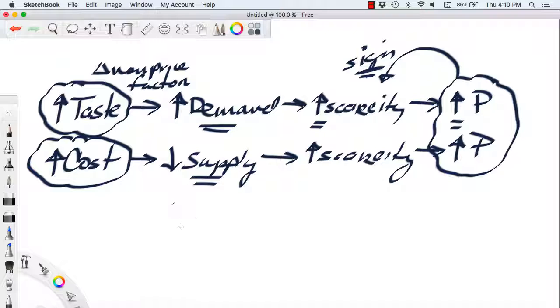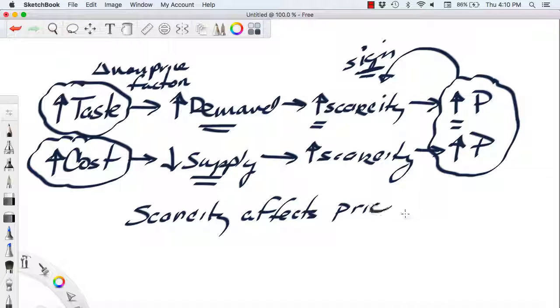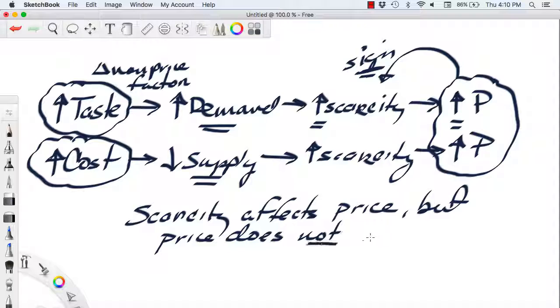Okay? So again, let me say this. Scarcity affects price, but price does not affect scarcity.